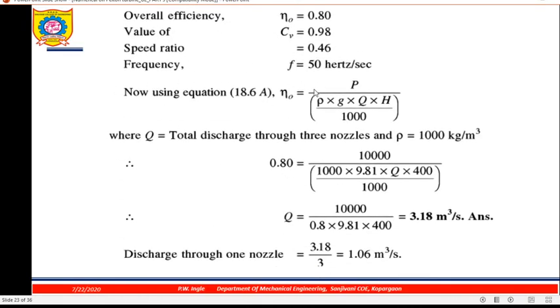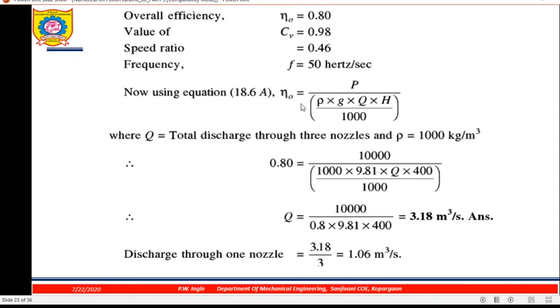What is overall efficiency? It is P upon rho g QH upon 1000. So I told you there are two formulae. First, you can write here W directly and P is in kilowatt, so you will get the formula in kilowatt. Now here, rho g QH upon 1000, so you are getting it in kilowatt because power is in kilowatt.